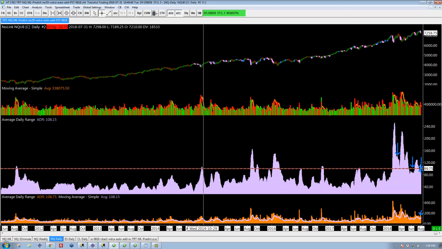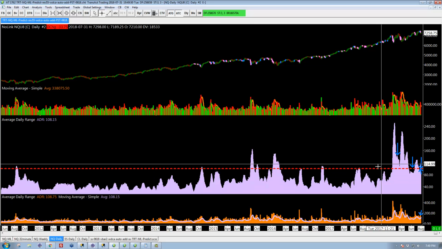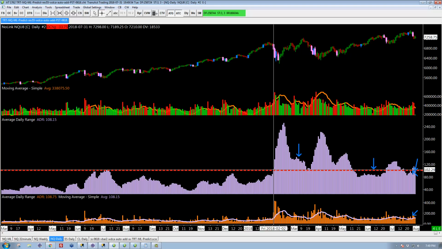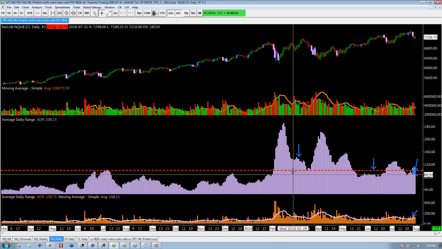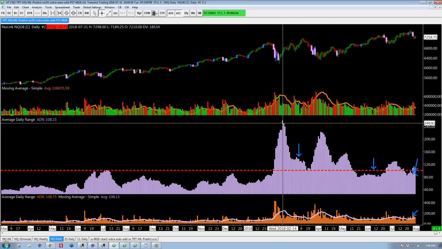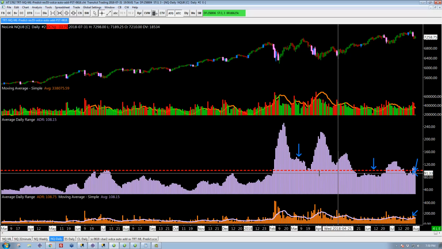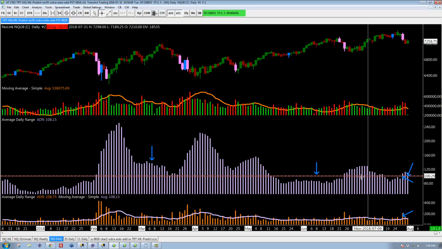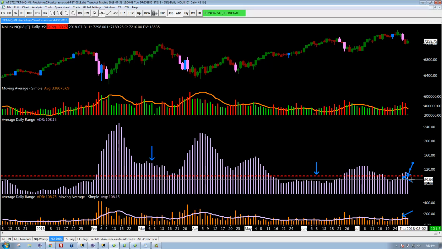We get spikes now and again here, but this is a very long sustained time ever since the beginning of February, where we've seen just almost unprecedented, well, this was unprecedented levels of volatility in the market. So we have to deal with that. We have to stand aside or do something about it.